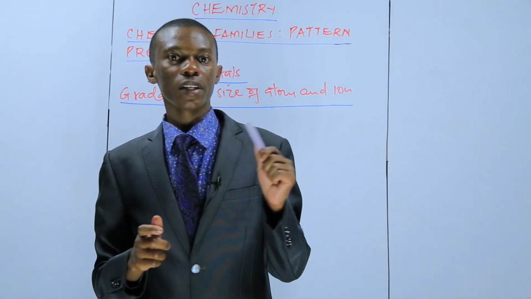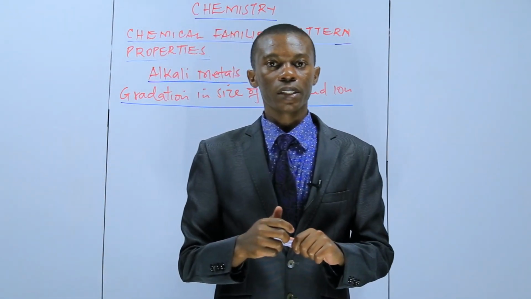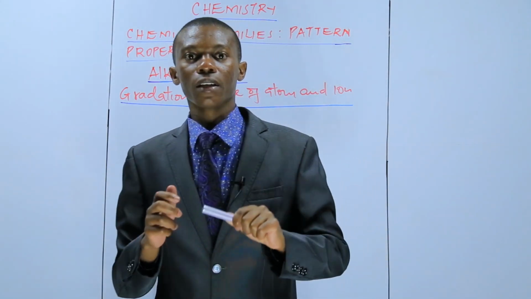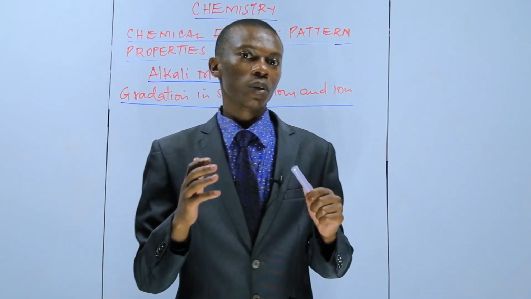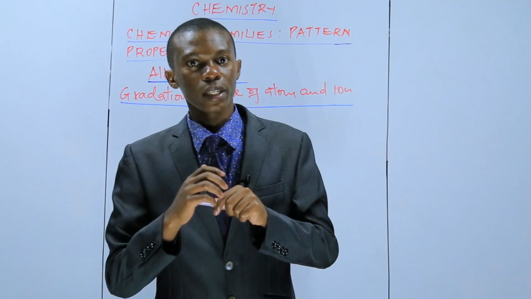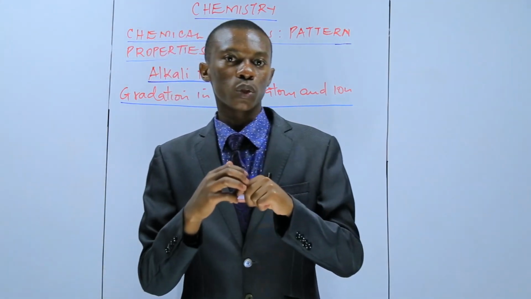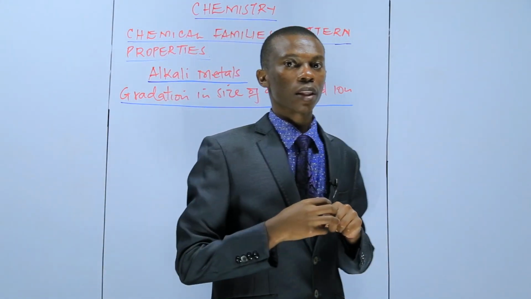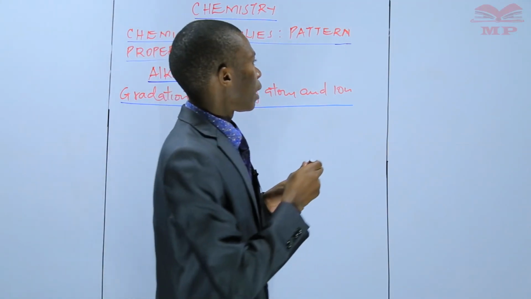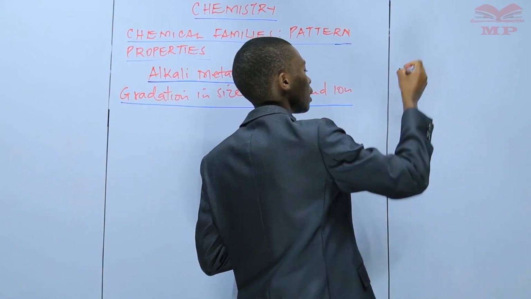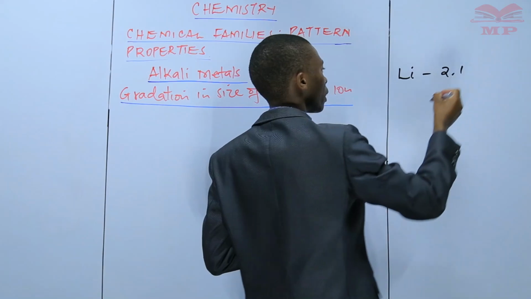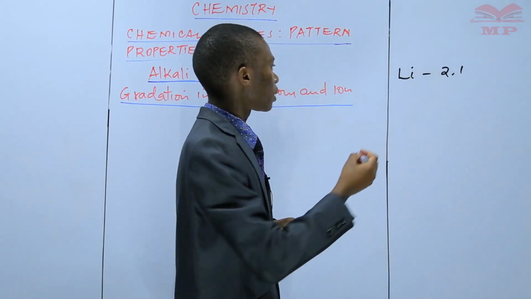If you remember, in the previous lesson we discussed the chemical families, and we discussed briefly the alkali metals. We said they are also called group 1 elements, and we wrote the electron arrangement of the first three group 1 elements. Lithium was the first element. We said the configuration is 2, 1 because it has 3 electrons.